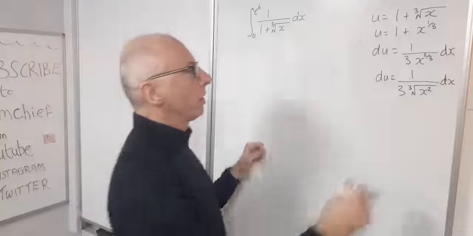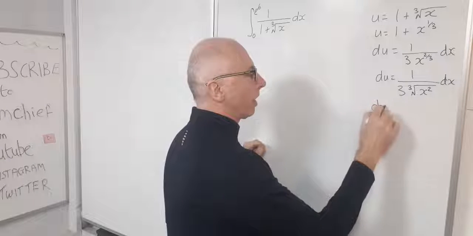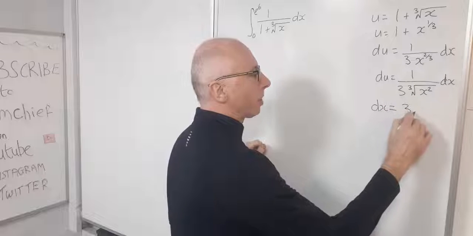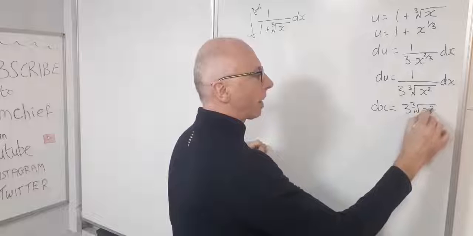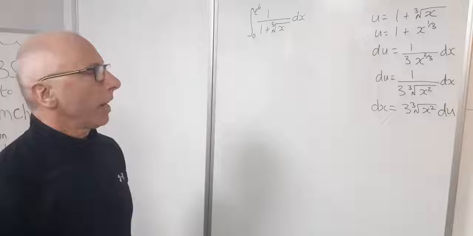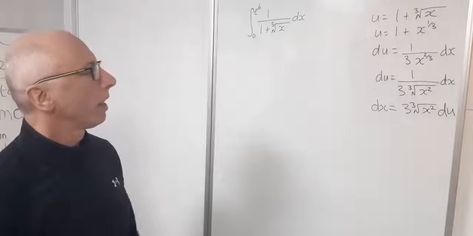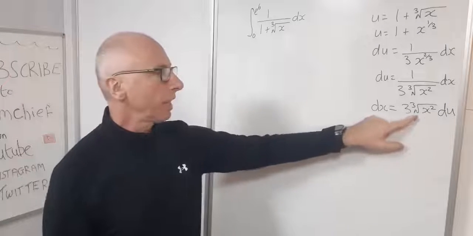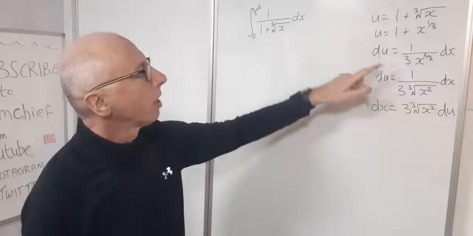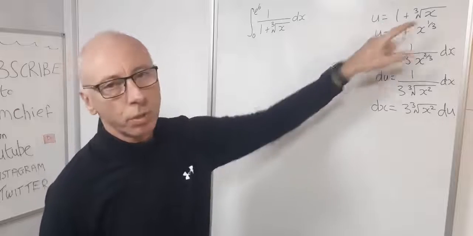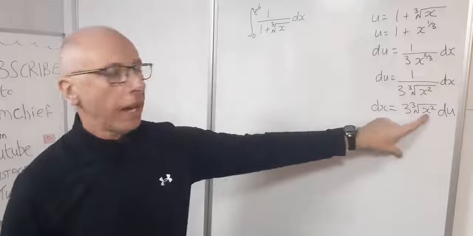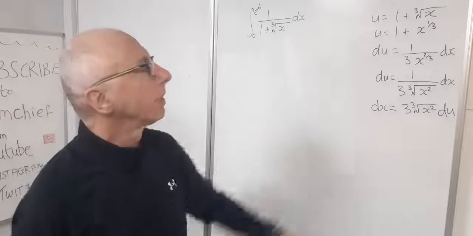Okay, so now bring our dx on its own. dx equals, so basically the reciprocal of this, so 3 times the cube root of x squared, and then that's du. Okay, now we can't just put that in for our dx. We have to get this x squared in terms of u. What we've got here, u equals 1 plus cube root of x. So using that, let's get this x on its own and then get this x squared going from that.